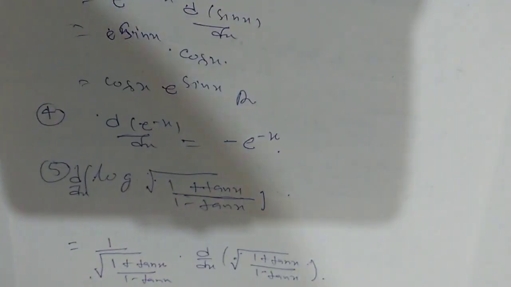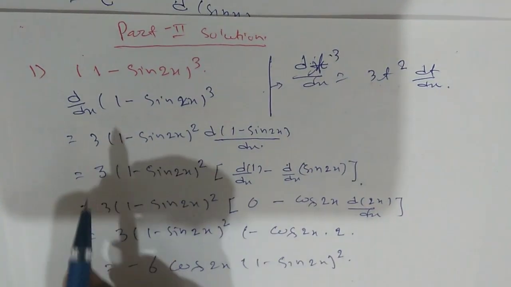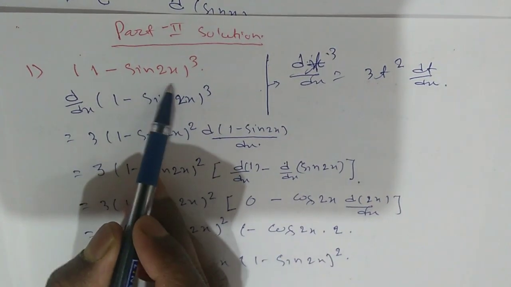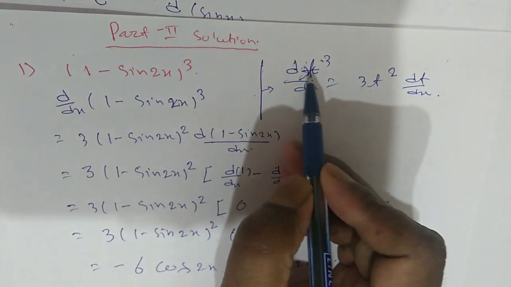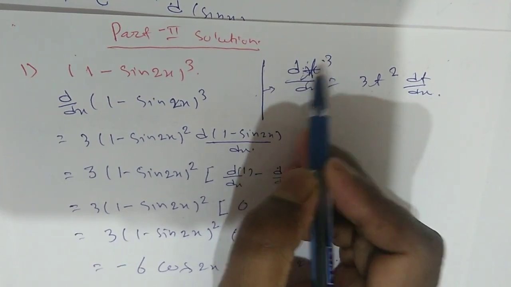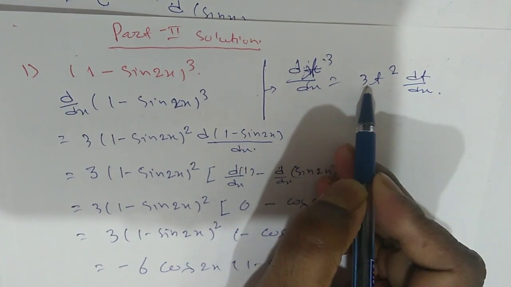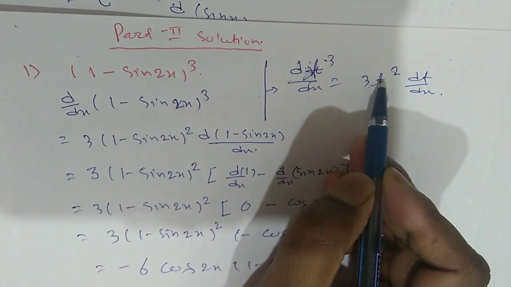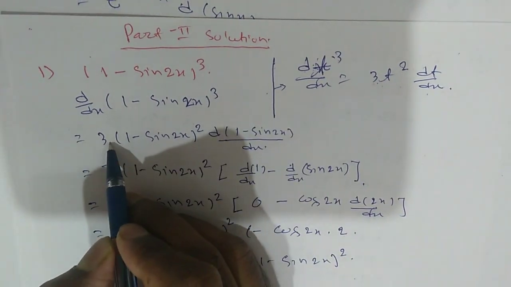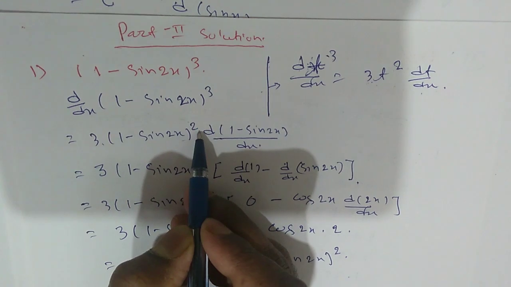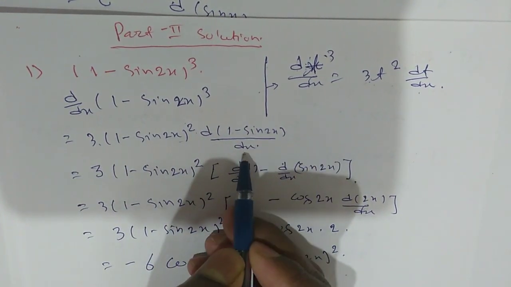Now the part 2 solution. It means differentiation: 1 minus sin 2x raised to the power 3. As we know, in case of variables, taking an example, d t raised to the power 3 upon dx, then we write 3 minus 1, that is 3 t raised to power 2 into dt upon dx. Similarly put here, first 3 into 1 minus sin 2x raised to power 2 and the remaining one d of 1 minus sin 2x upon dx.